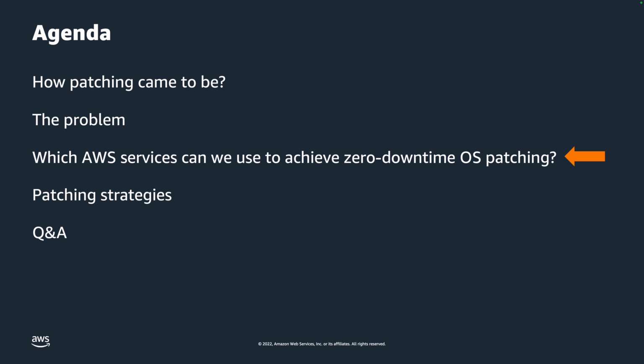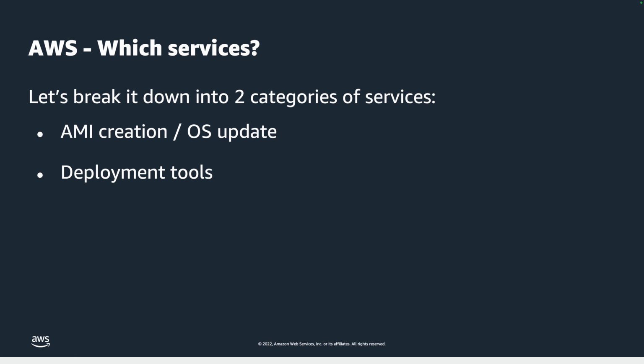Which AWS services can we use to achieve zero downtime operating system functionally wise? Because in theory we can't do it, but functionally wise we can do it. And by functionally I mean we can patch systems without having our customers impacted. So that can be broken down into 2 different categories of services that are at your disposal.